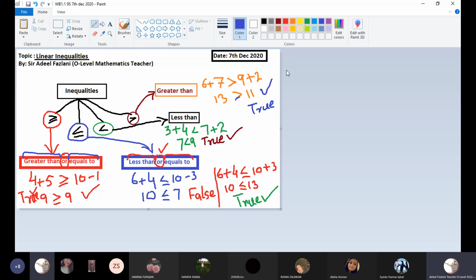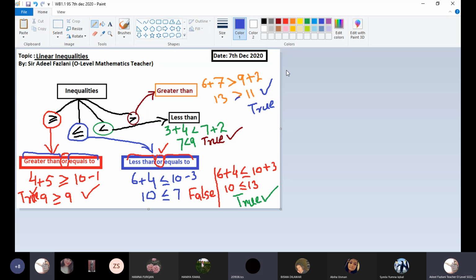I said that the greater than or equals to sign has two conditions. The first condition is greater than, which means the number should be greater than the other number. The second condition is equals to, which means that two numbers should be equal to each other. While greater than has only one condition: the number should be greater than the other.